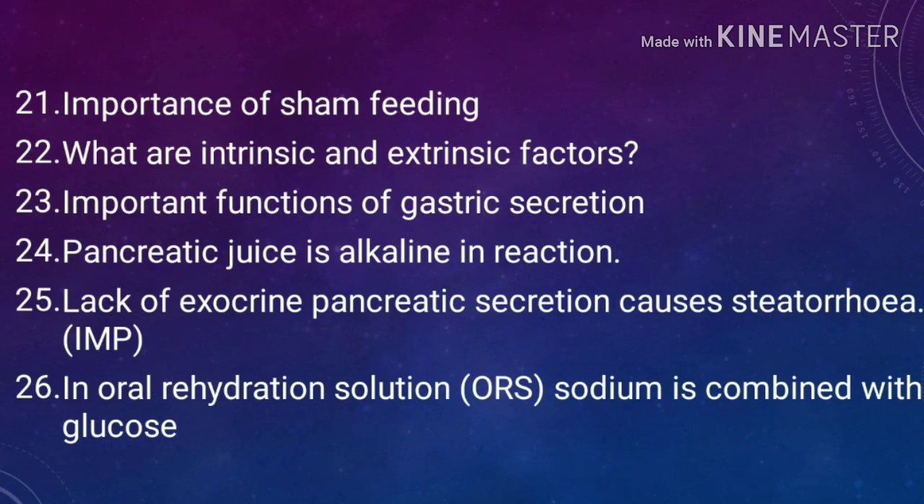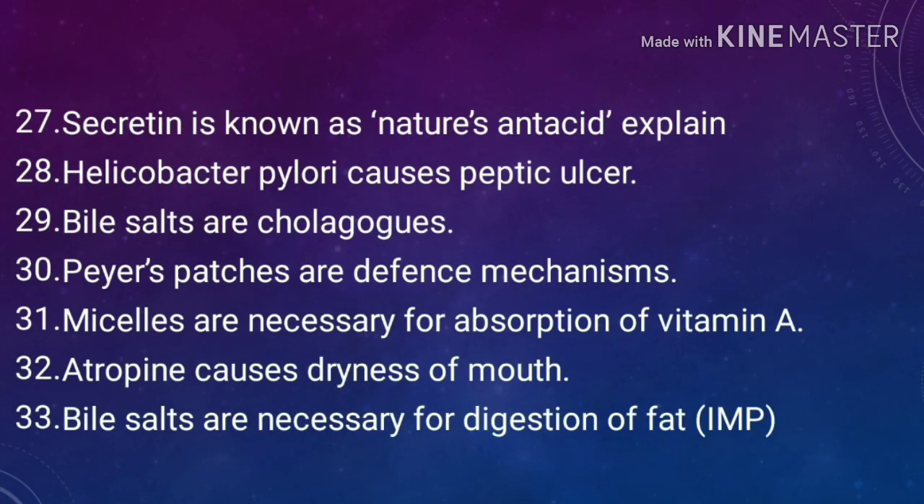24. Pancreatic juice is alkaline in reaction. 25. Lack of exocrine pancreatic secretion causes steatorrhea. 26. In oral dehydration solution, sodium is combined with glucose. 27. Secretin is known as nature's antacid. Explain. 28. Helicobacter pylori causes peptic ulcer.